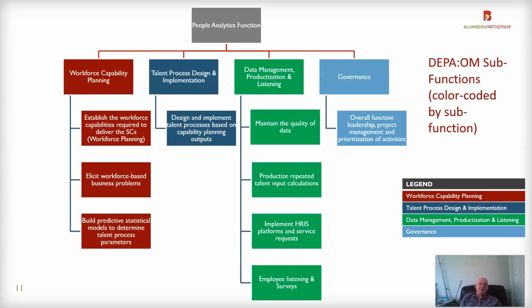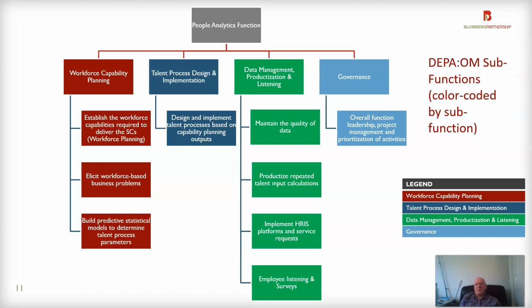And here is the structure of Deeper Oem. You'll notice that there are 4 sub-functions on the go. We've got one called Workforce Capability Planning. There's one called Talent Process Design and Implementation. There's one called Data Management, Productization and Listening, and there is Governance.